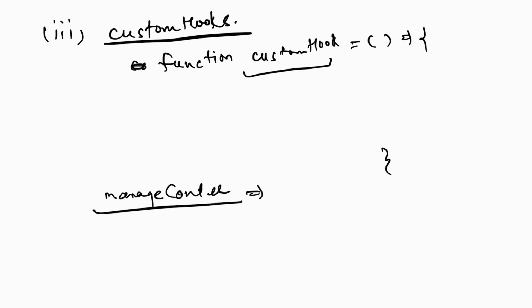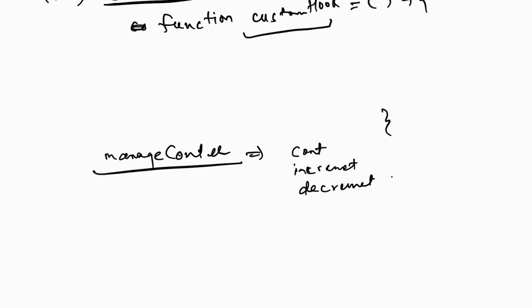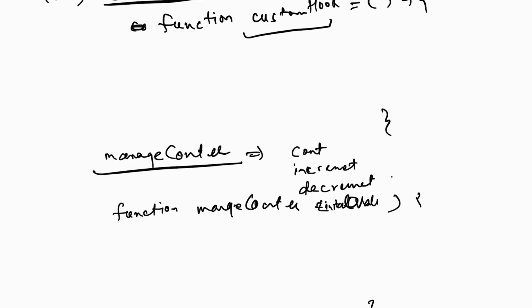And in manage counter, we'll be having a state, say counter, count value. Okay, and then increment, decrement. Okay, so let's see how we can use it. We have this function component, function manage counter. Okay, it may take some initial value or we can give it default to 0. Initial value 0 if not provided.